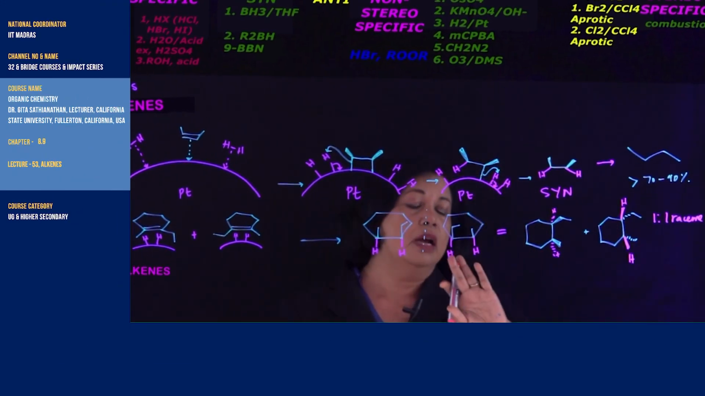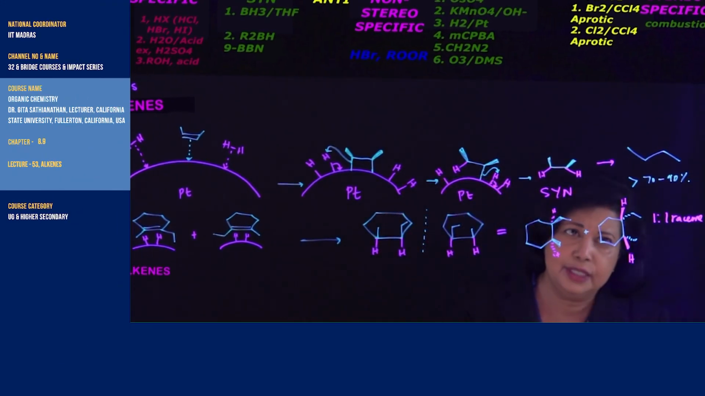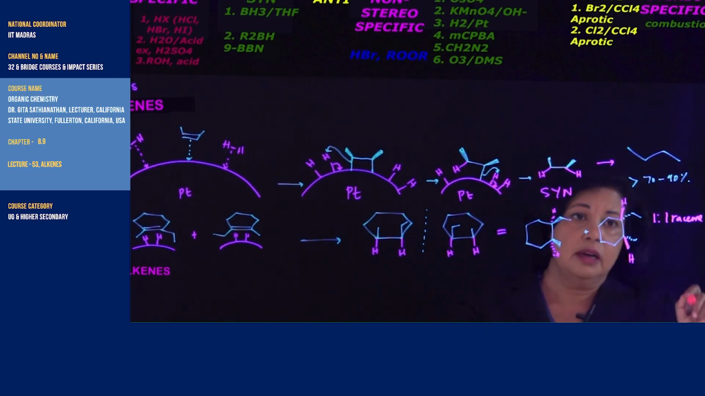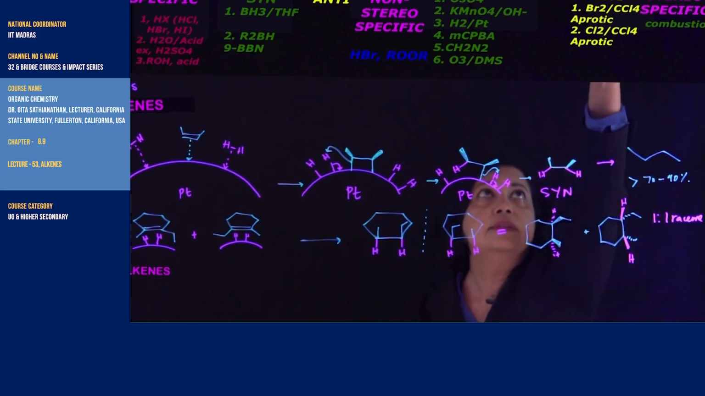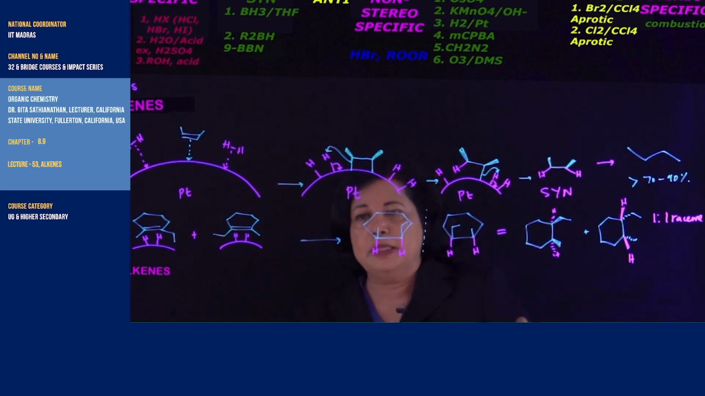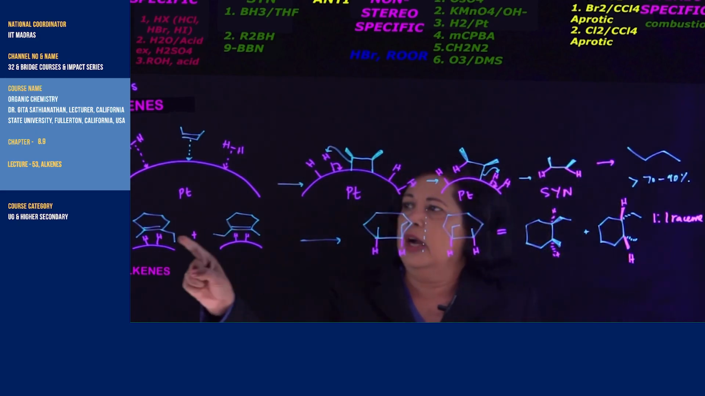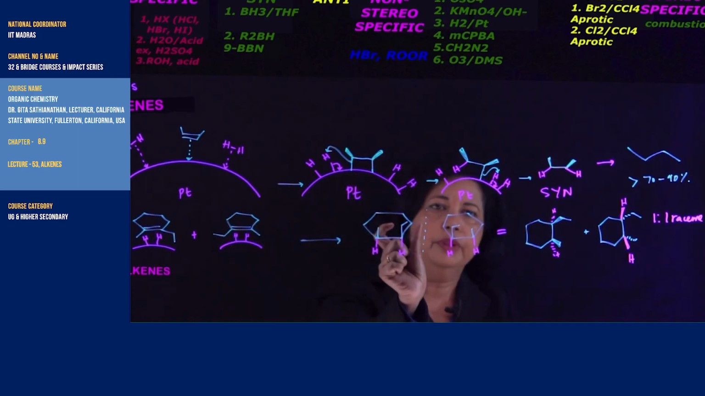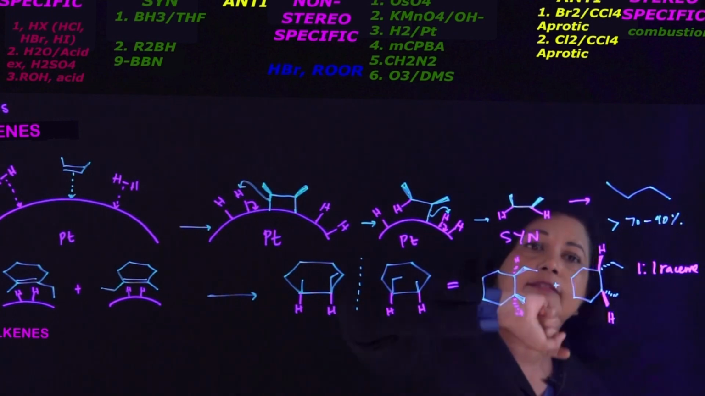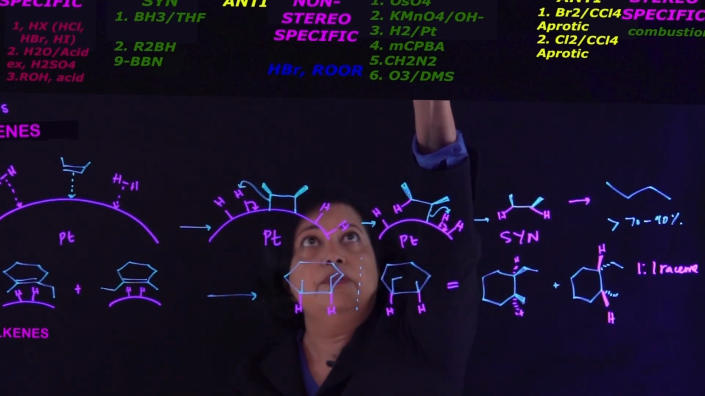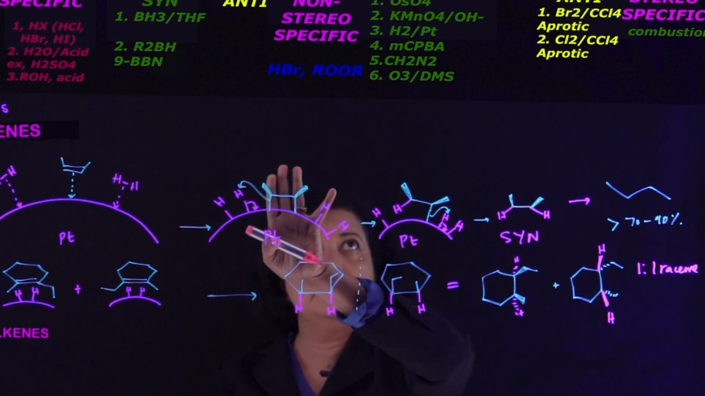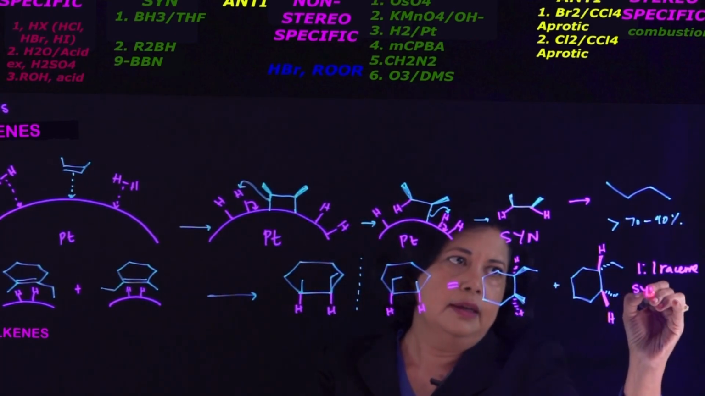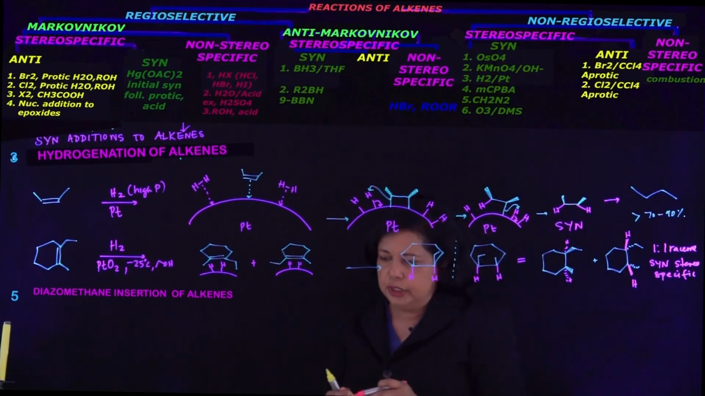That means it is non-stereoselective. You don't get more of one or less of the other. It's also non-regiospecific. That means the hydrogen doesn't choose to go here or here. It has no choice. It has to go on both ends. So it's non-regioselective, but it is stereospecific because they go on the same side. It's syn stereospecific.